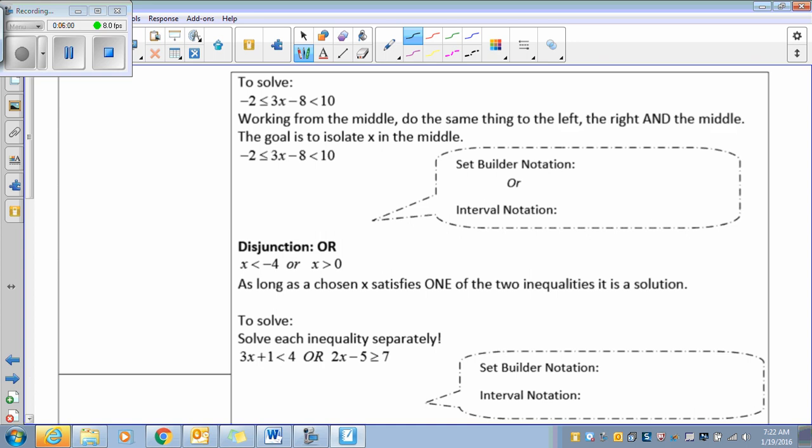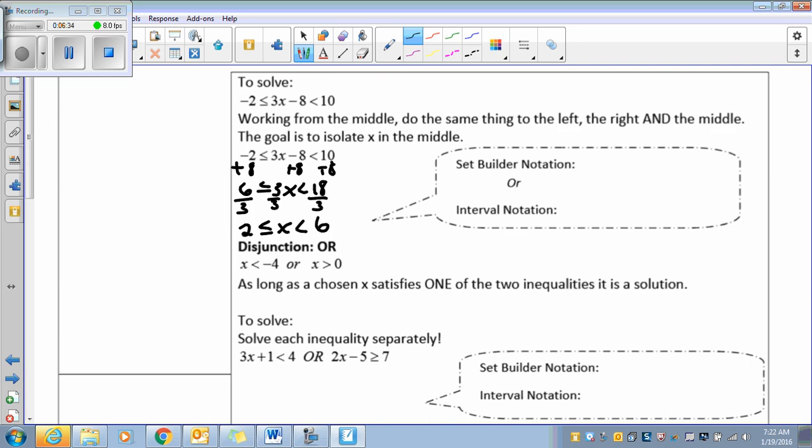To solve this, we're going to solve from the middle and work out. And the goal is to isolate x in the middle. So let's try this example here first. The first thing we would want to do is add 8, and we'd be left with 6 is less than or equal to 3x, which is less than 18. And then we can divide by 3, and we get 2 is less than or equal to x, which is less than 6.